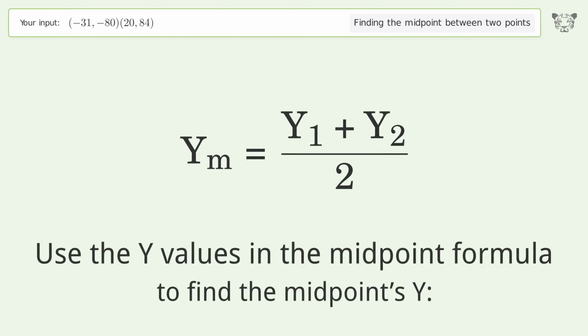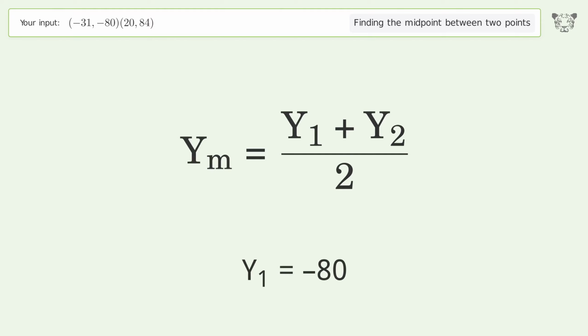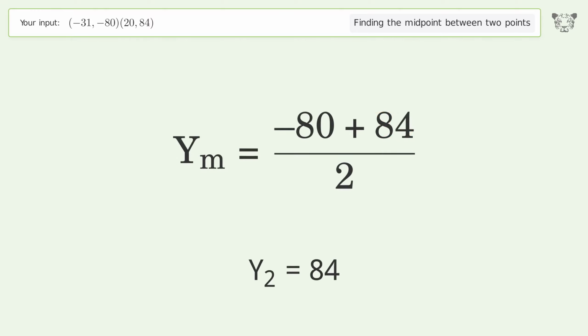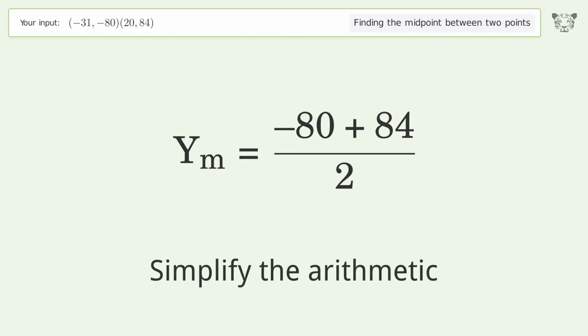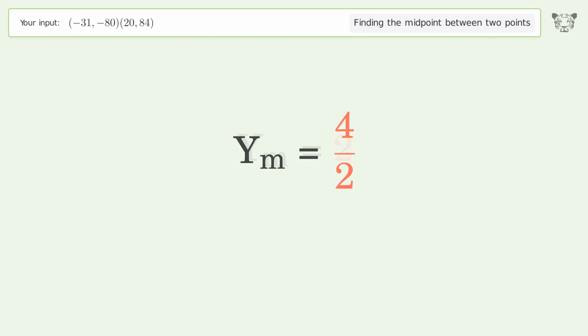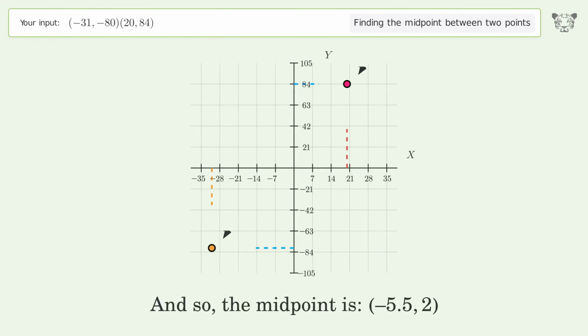Use the y values in the midpoint formula to find the midpoints y. y1 equals negative 80. y2 equals 84. Simplify the arithmetic. And so, the midpoint is negative 5.52.